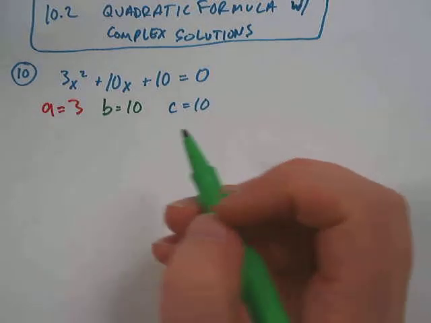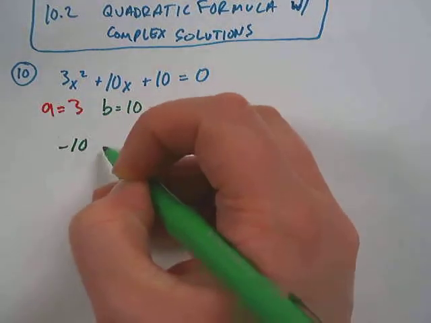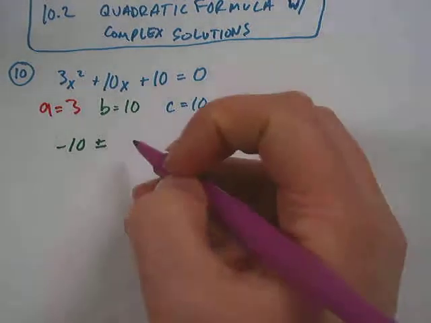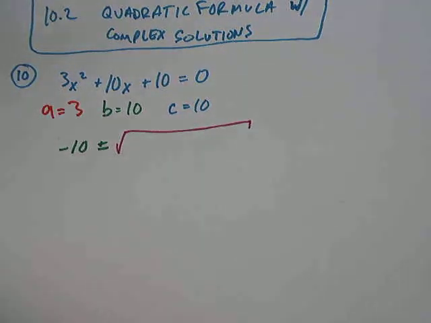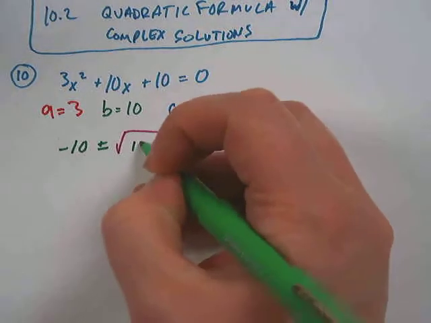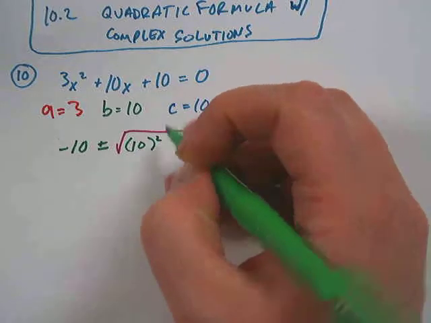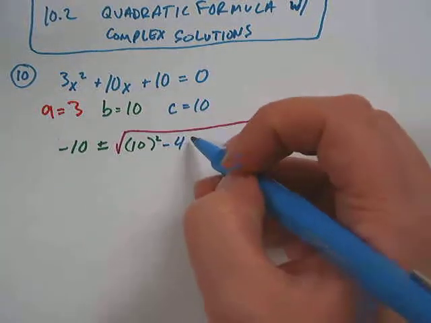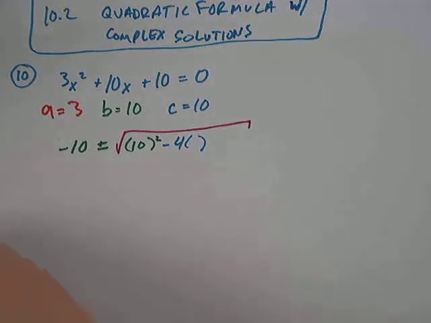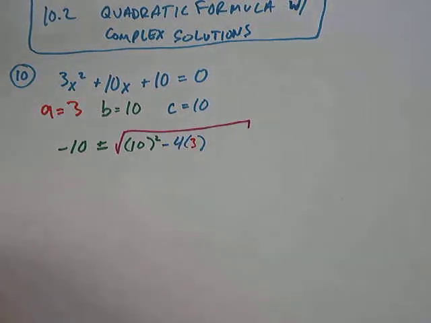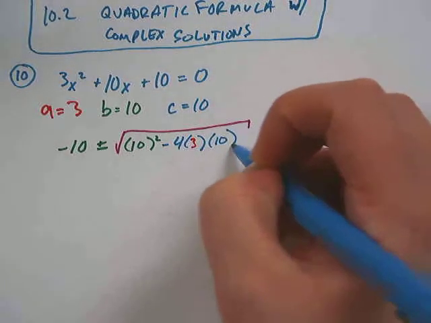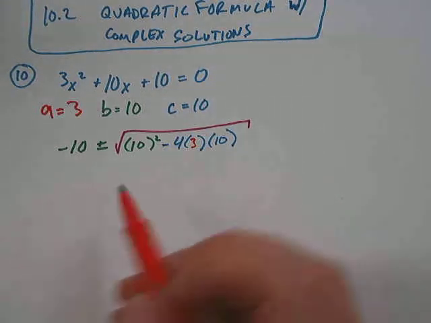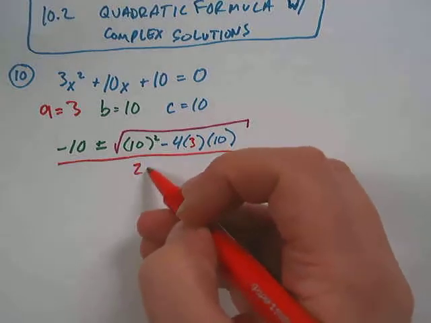Okay, so the quadratic formula starts with negative b, so negative 10 plus or minus the square root of b squared, so that's going to be 10 squared, minus 4 times a times c. Okay, and then this is all going to be over 2 times a. So the whole thing divided by 2 times 3.